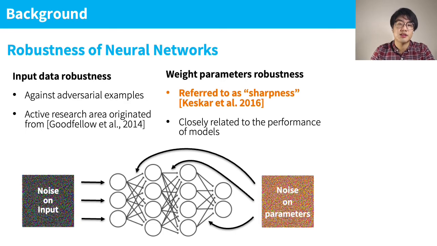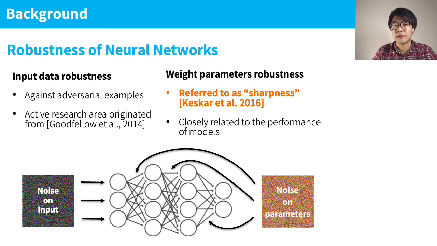Robustness of neural networks. When we refer to the robustness of neural networks, we usually mean the input data robustness. In other words, the robustness against adversarial examples in data. This type of robustness has been an active research area since the pioneering work by Goodfellow et al. 2014.